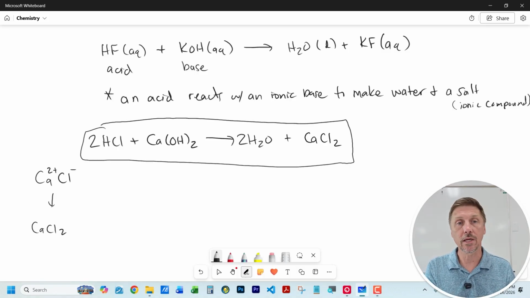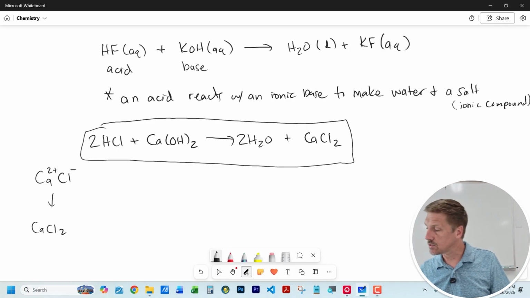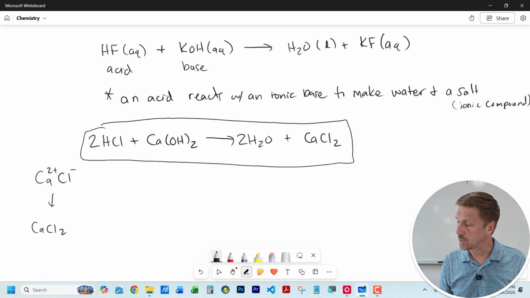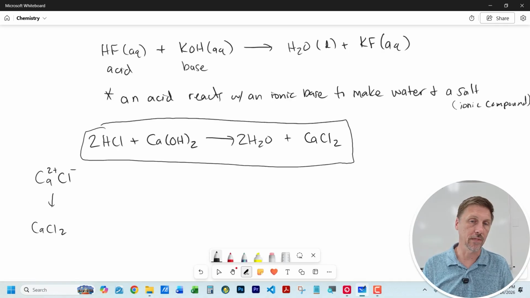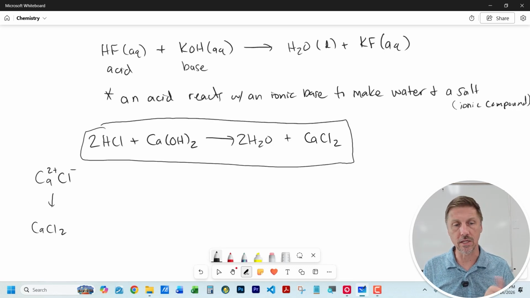All right, and these are really common, so just pay attention to that. Look out for those acids reacting with ionic bases, and if that's the case, the solution to the problem is basically going to be they make a water and a salt. And you can just put the water on the other side, and whatever is left over is going to form that salt, that ionic compound that's created by this acid-base reaction.